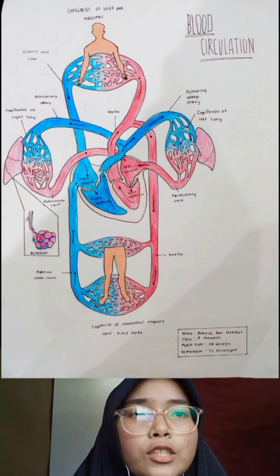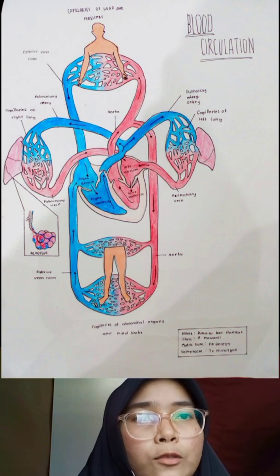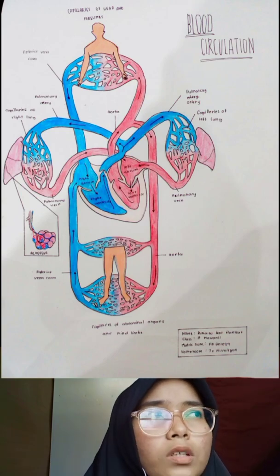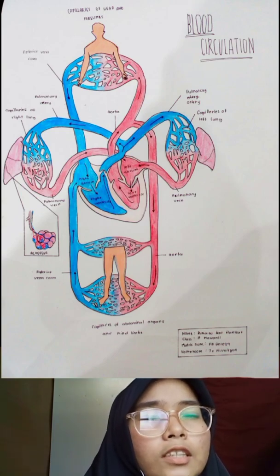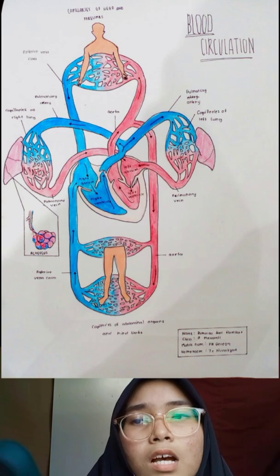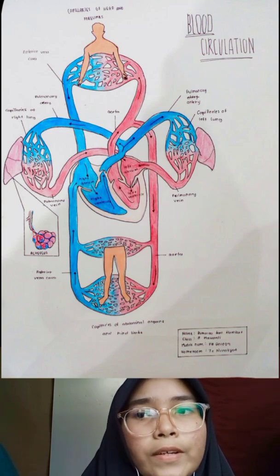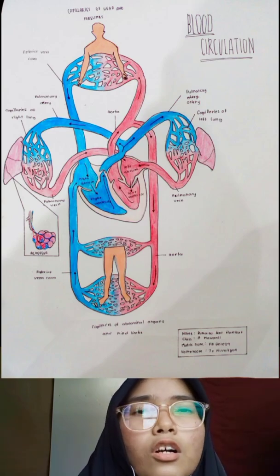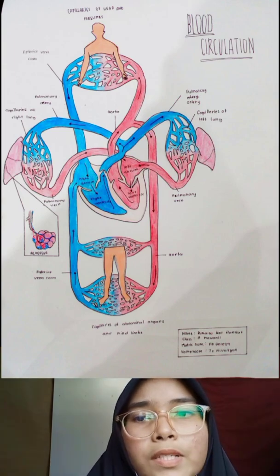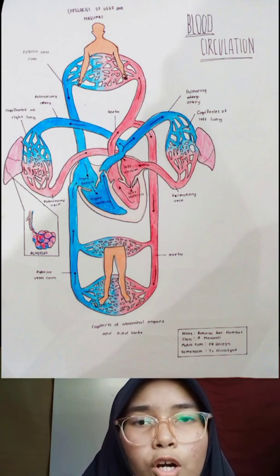So now we're going to talk about the effects of tar and also nicotine on our blood circulatory system. The nicotine causes your blood vessels to constrict or narrow, which limits the amount of blood that flows to your organs.